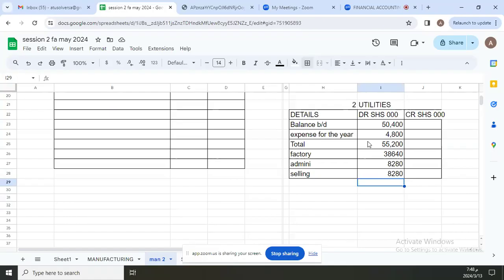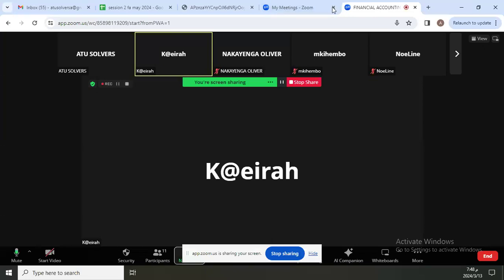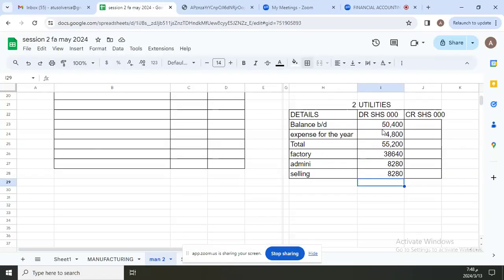Yes. So pardon me, briefly, on what? From the factory, admin and selling. We said we have 50,400, which is given. When you add the outstanding, they have used it, but we had not yet paid. It gives us 55,200, okay?